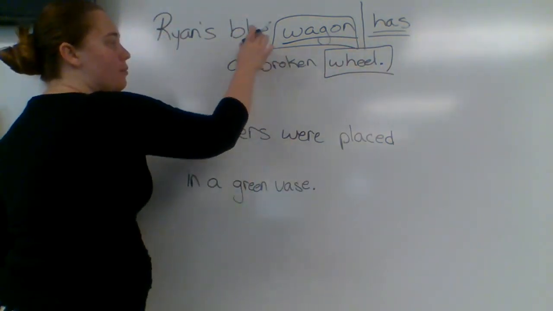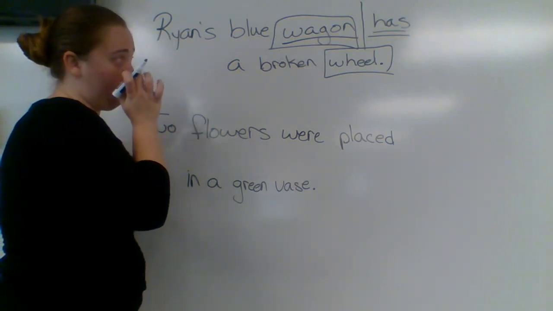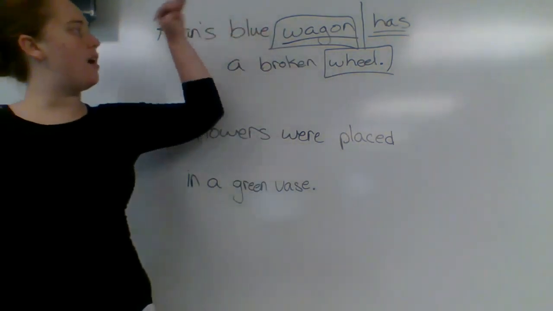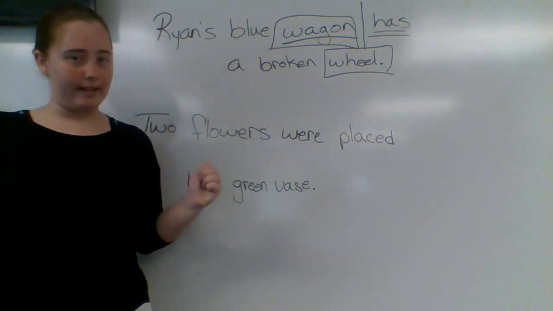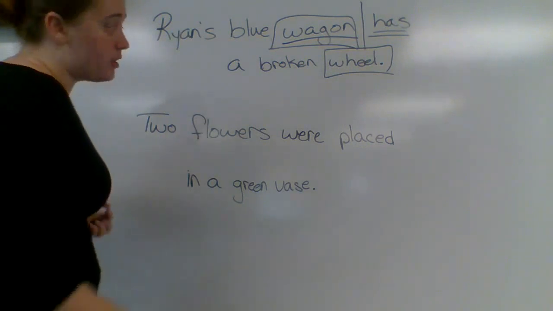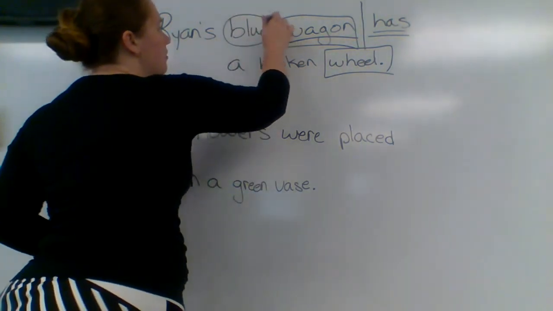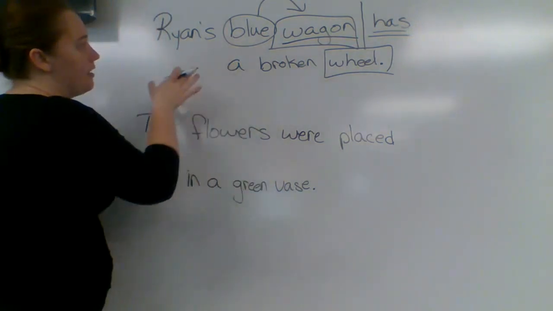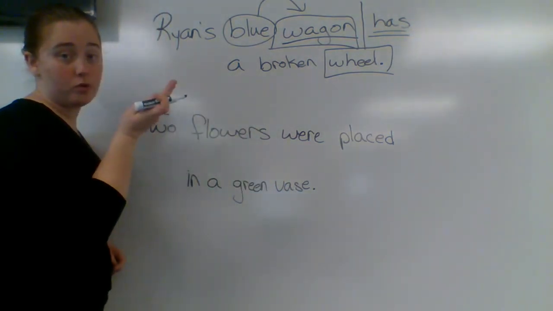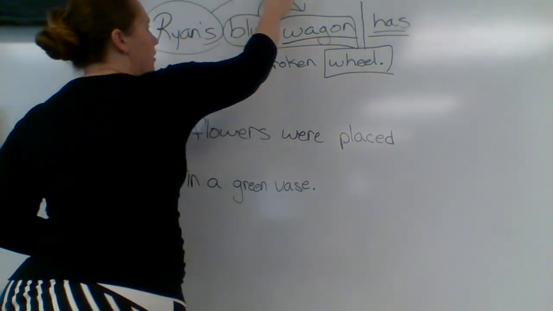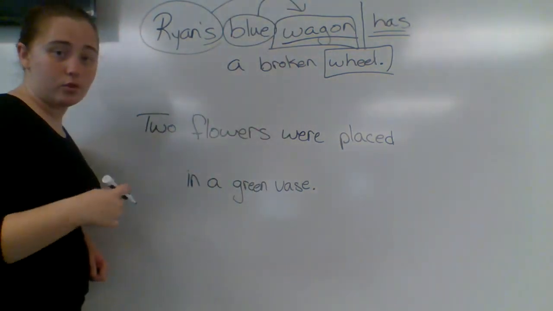And up here we have the word wagon. And I may say, what kind of wagon? Well, it's a blue wagon. So circle the word blue. Draw an arrow from blue to wagon. And whose wagon? Well, that's Ryan's wagon. Draw an arrow from Ryan's to wagon.